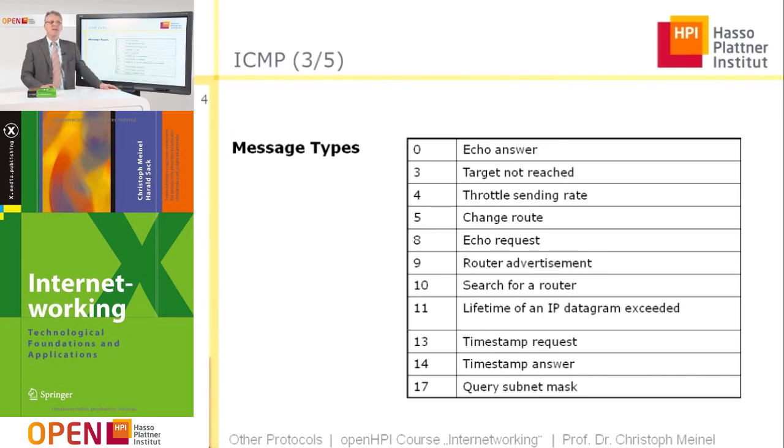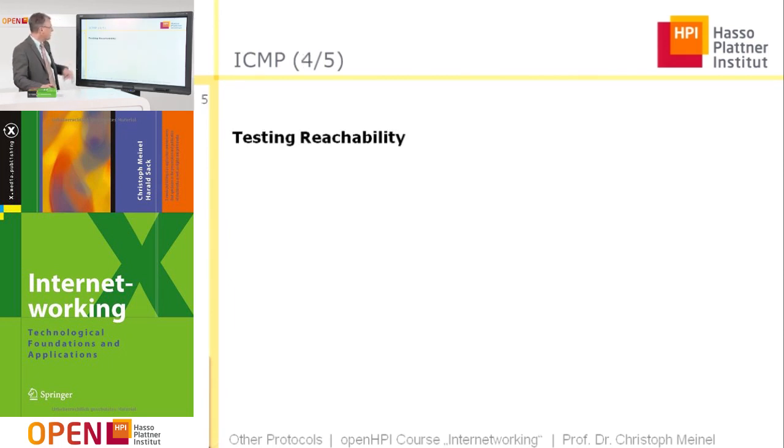So for example, message type 0 is echo answer, target not reachable, throttled sending, change route. You see, I have not mentioned all messages that help to control the correct working of the Internet protocol. So this ICMP protocol helps to send information for controlling the correct function of the Internet.